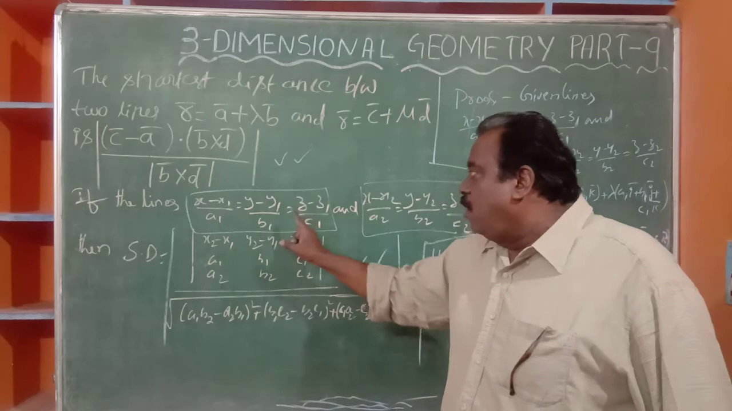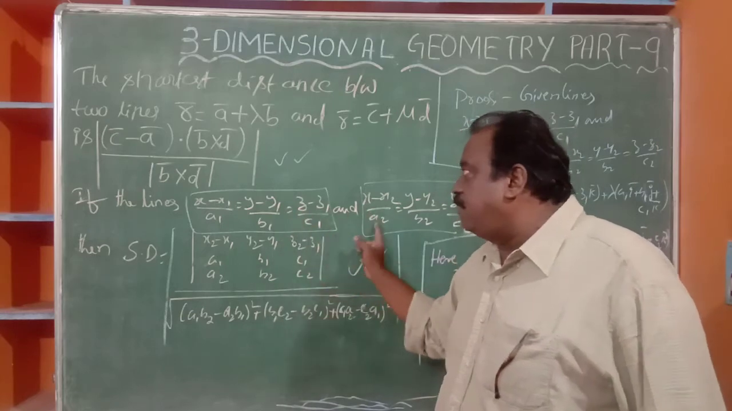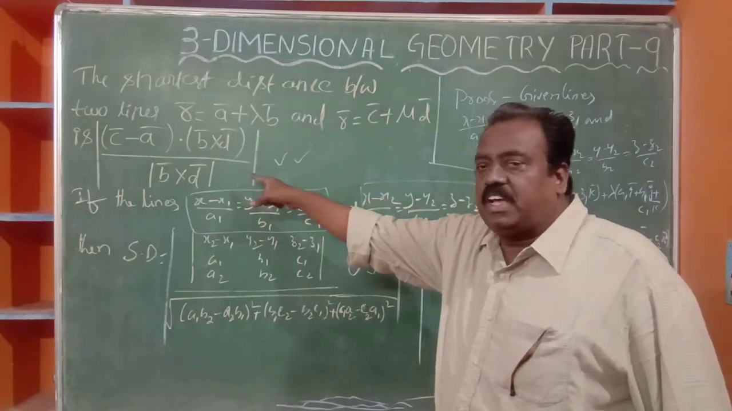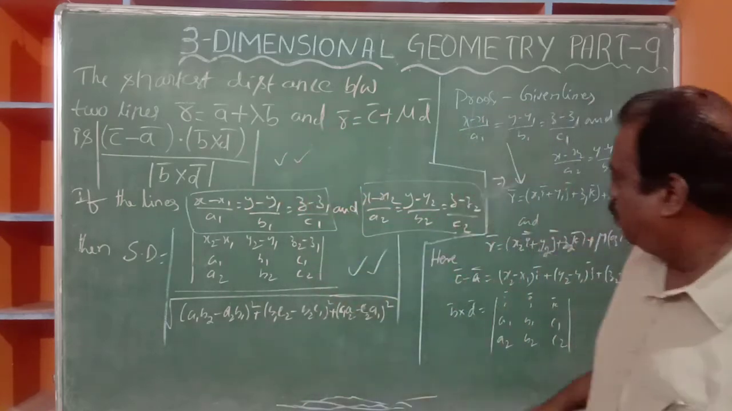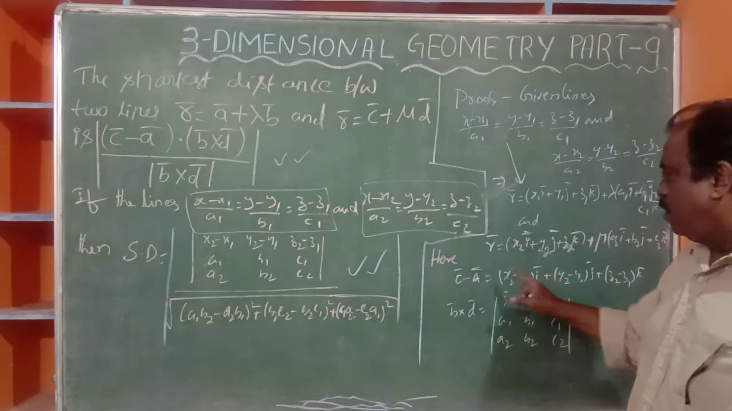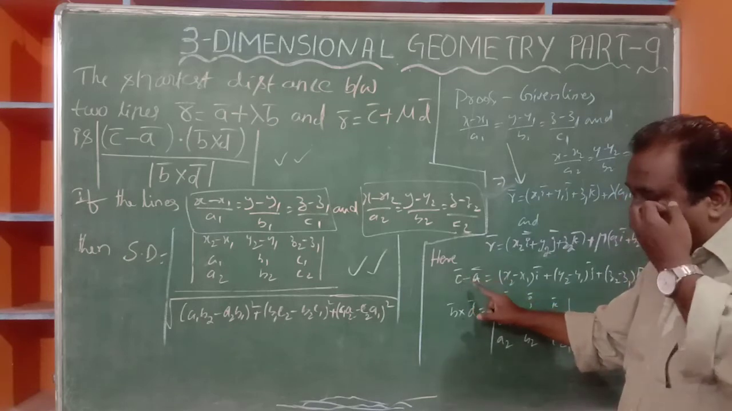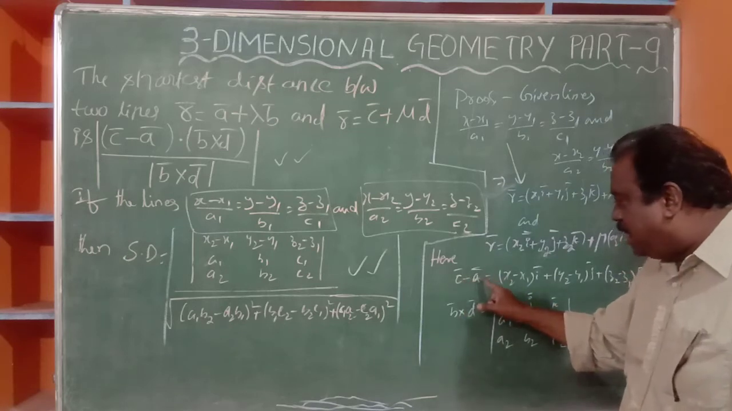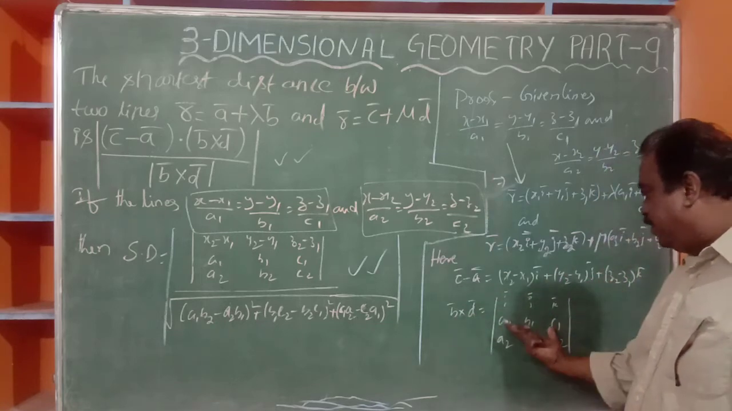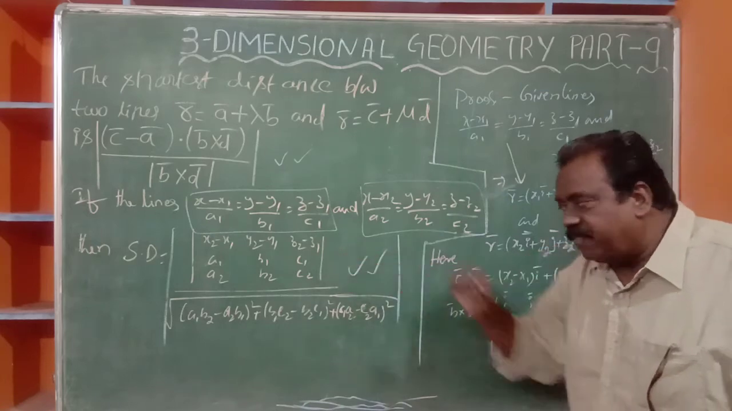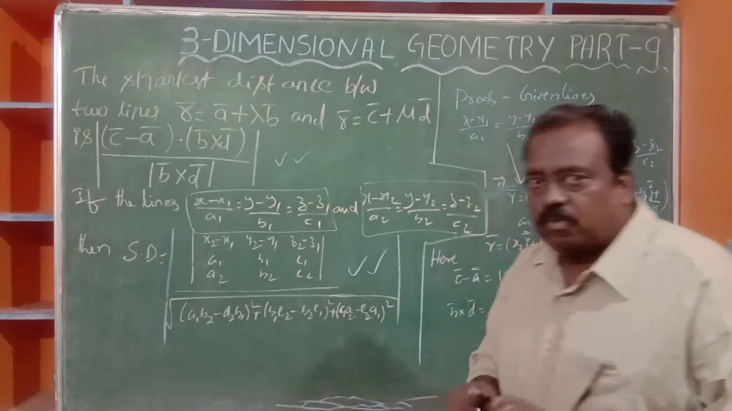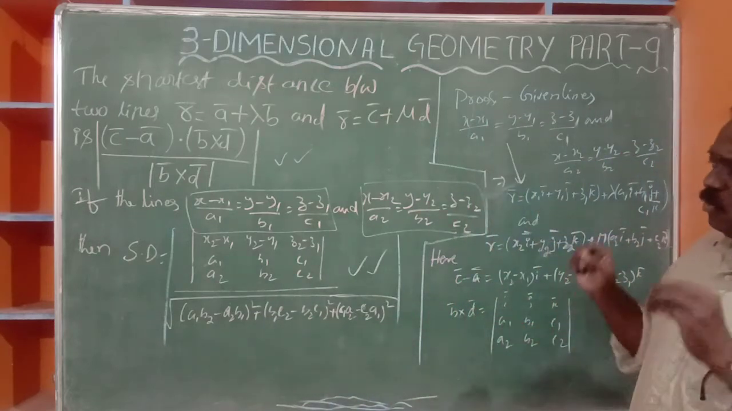This is the formula when lines are given in the Cartesian form. This is the formula when the vector equation is given for the two lines. If you take the dot product, C bar minus A bar dot of B bar cross D bar, that means this vector dot this vector, then we get this one. Again, modulus of B bar cross D bar, we get this one.